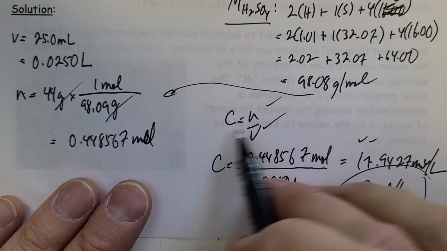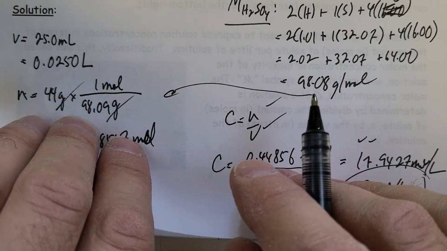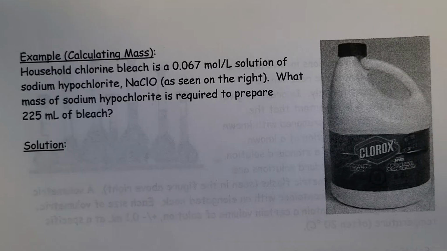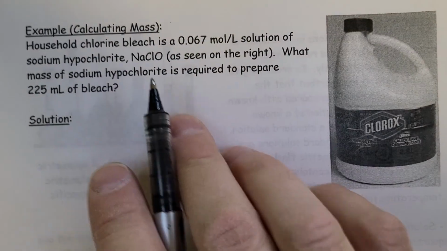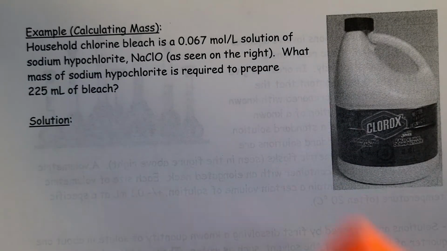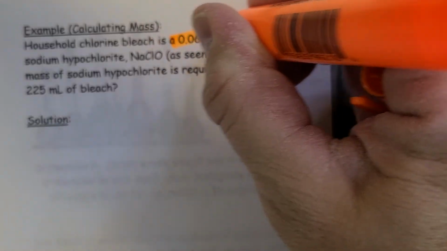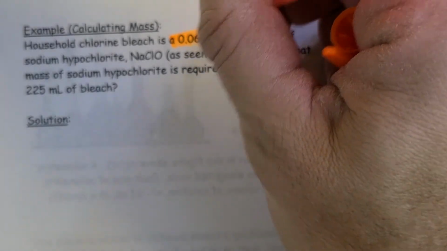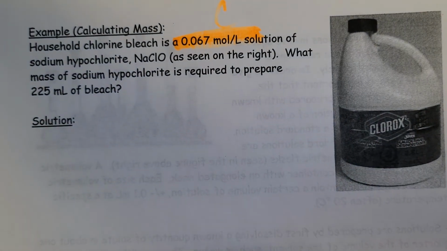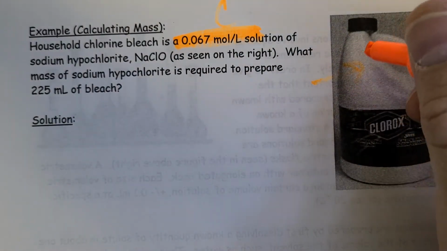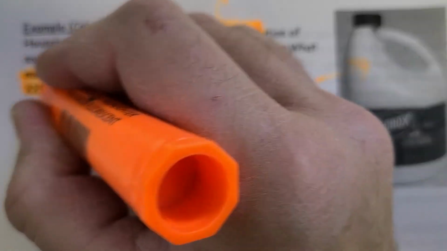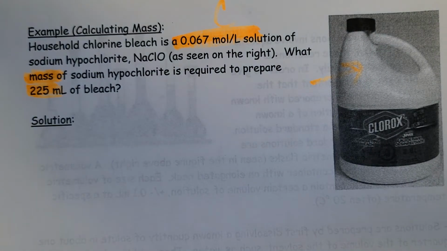We'll look at 2 more examples, kind of rearranging this and looking at the other ones. So on the next page, we'll see a different one here. Household chlorine bleach is 0.067 moles per liter. So of course that's big C, right? Sodium hypochlorite, as seen on the right over here. What mass would we need to make 225 mL?